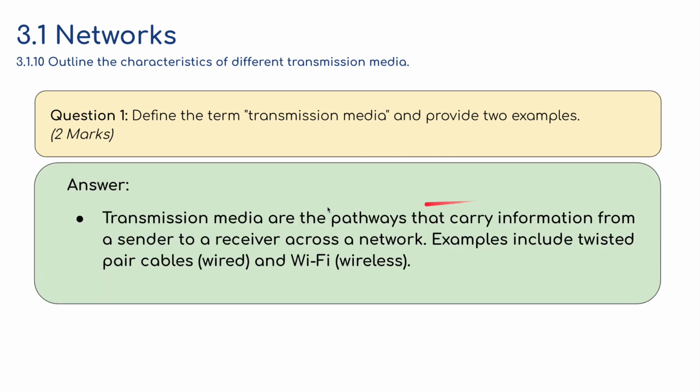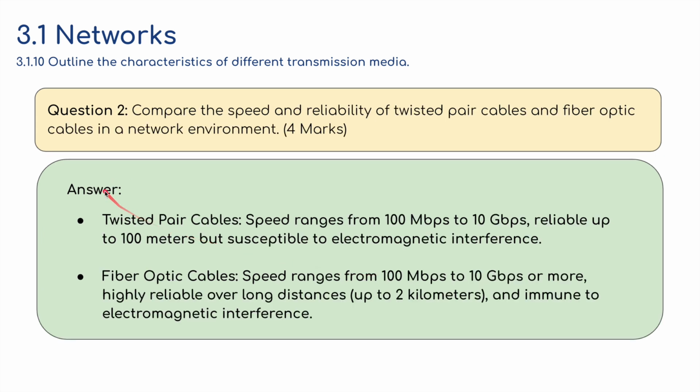But here we go. Answer number 1, transmission media are the pathways that carry information from a sender to a receiver across a network. Examples include twisted pair cables, which are wired, and Wi-Fi, which is obviously wireless. Question 2, twisted pair cables, speed range between 100 megabits per second and 10 gigabits per second, reliable up to 100 meters, but susceptible to electromagnetic interference. Whereas fiber optic speeds, again, they are the same, but they're highly reliable over long distances, up to 2 kilometers, and immune to electromagnetic interference.